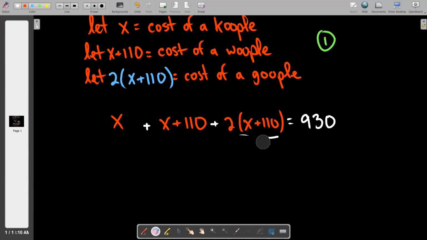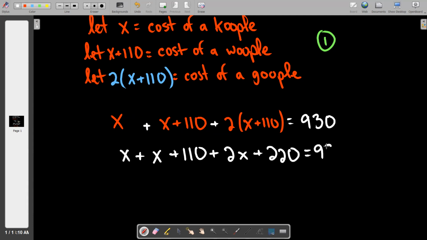Solve it, do the math, right? And in this case, I've got a little bit of distribution to do. So I have X plus 110 plus 2X plus 220 equals 930. We know that clearing parentheses has just generally got to be what we do first. And at this point now, it's time to put your like terms together. How many X's will we get on the left? Definitely 4. Plus 330 equals 930.